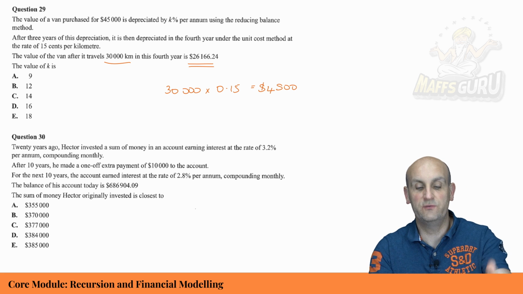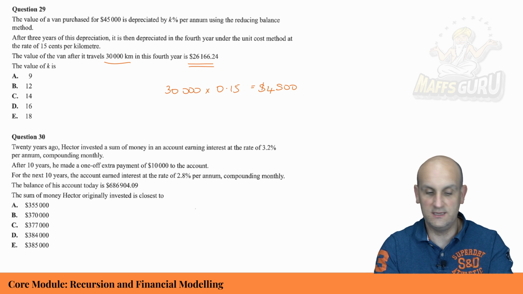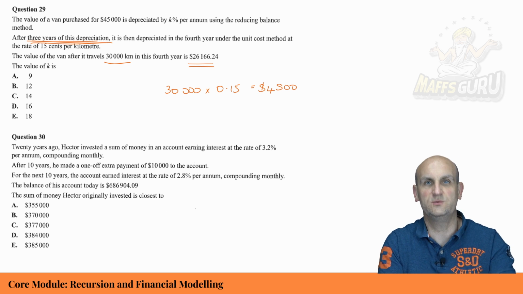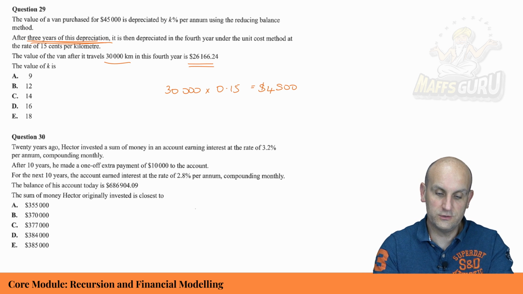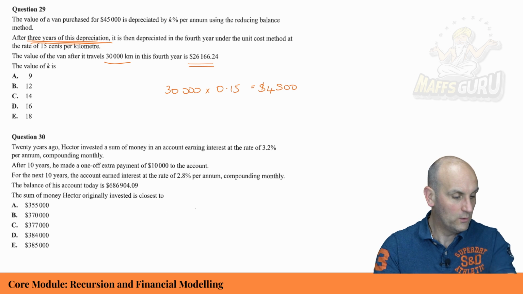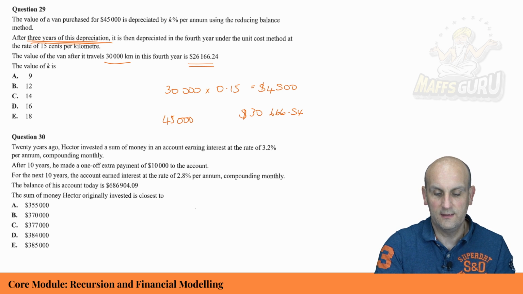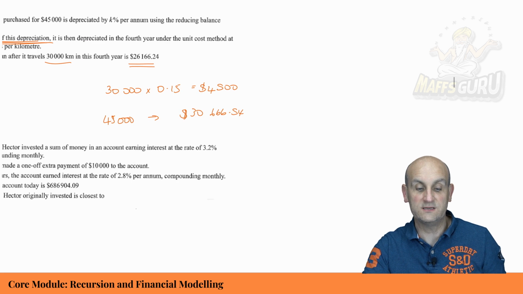So I'm almost doing this question in reverse to tell me how much it was worth at the end of the 3rd year. Because again, it's important that there were 3 years of one depreciation. We have got a change in conditions question. So when we add that on to 26,166.24, we get 30,666.54. So we know it started at 45,000. It ended up at that. What do I do now? Well, I just basically went to my calculator.